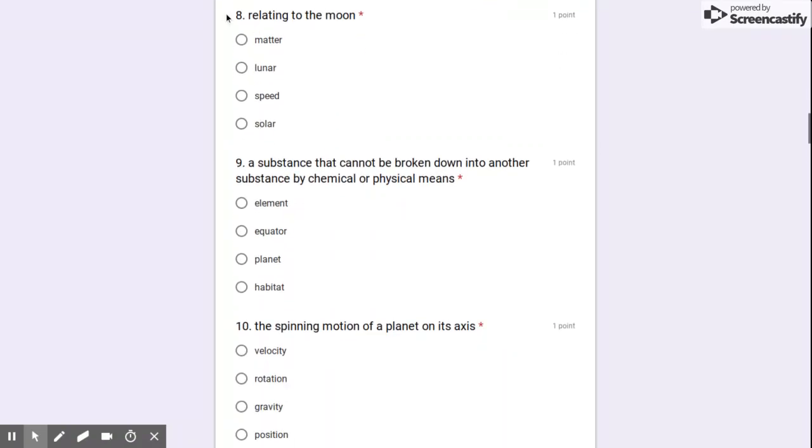Number 8. Relating to the moon. Matter, lunar, speed, solar.